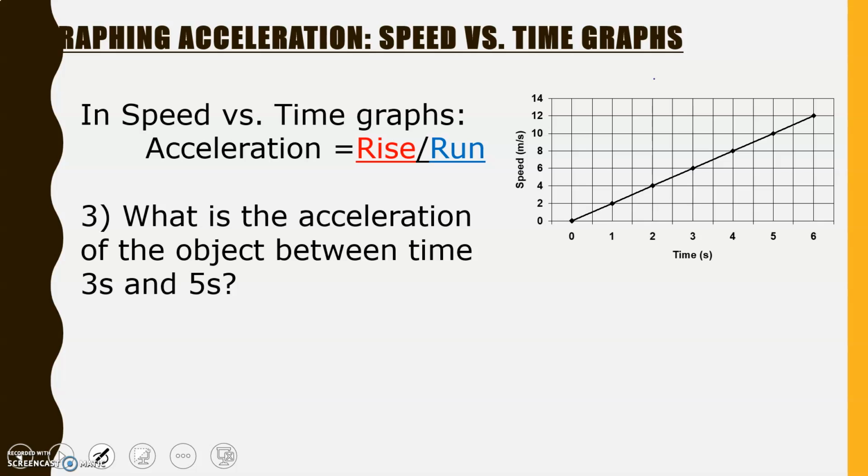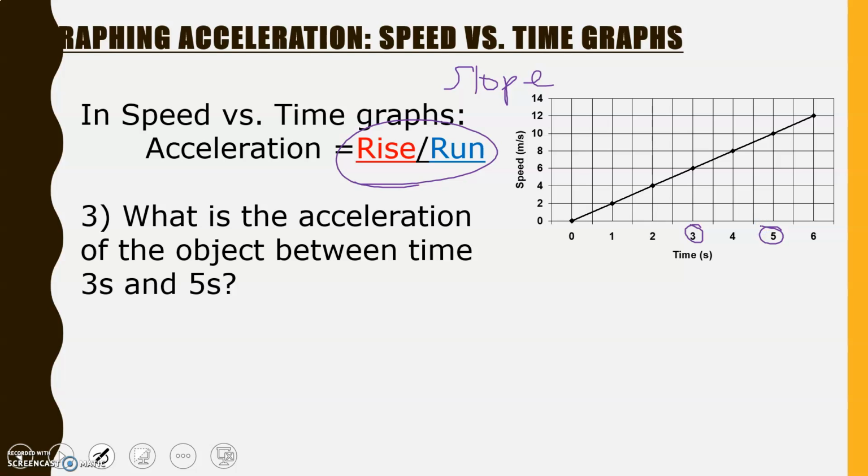All right, another graph. So in speed versus time graphs, acceleration is equal to the slope, right? And we know that slope is the rise over the run. So slope is equal to the acceleration. So for this one, it's asking what is the acceleration of the object between time 3 seconds and 5 seconds.